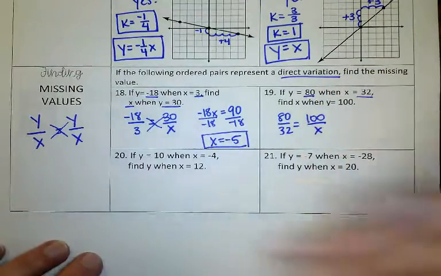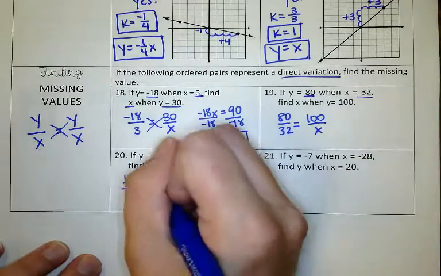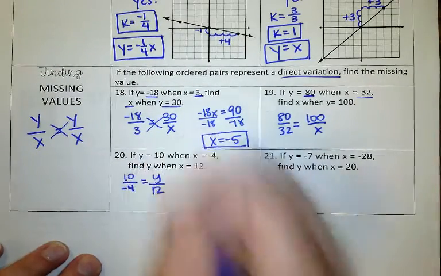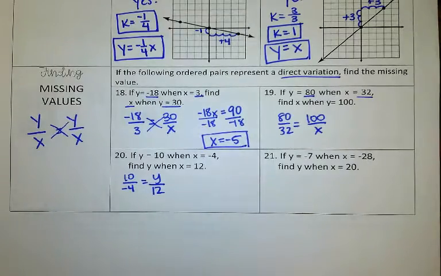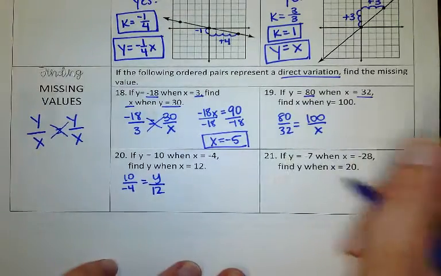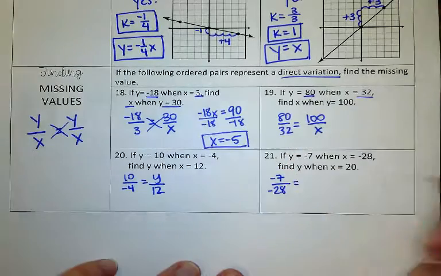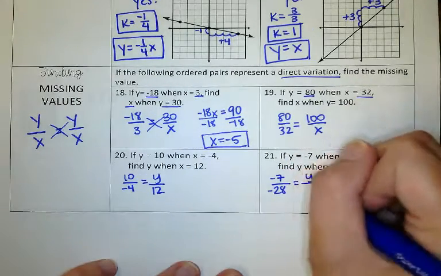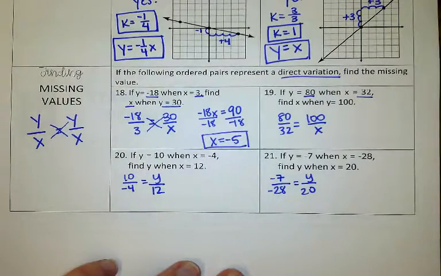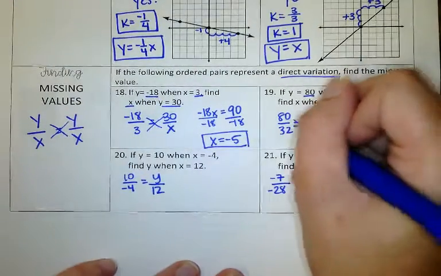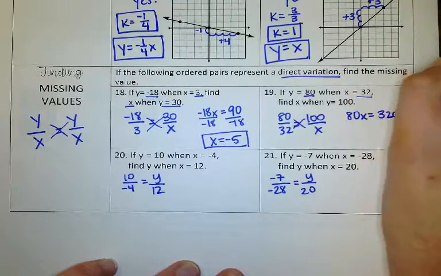Sometimes you're given the x as your unknown, and sometimes you're given your y as your unknown. Does that make a difference in the way that we solve it? Not really. We can still do cross multiplication. So for 19, we're going to cross multiply. So that would be 80x equals 3200. You divide both sides by 80.